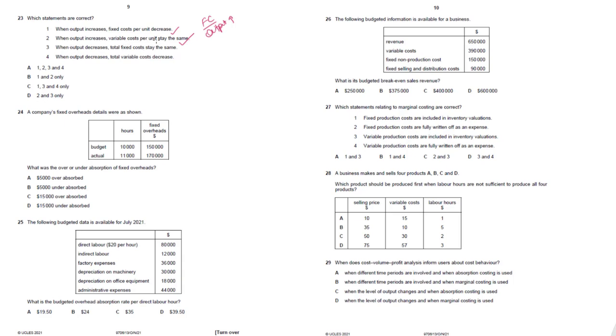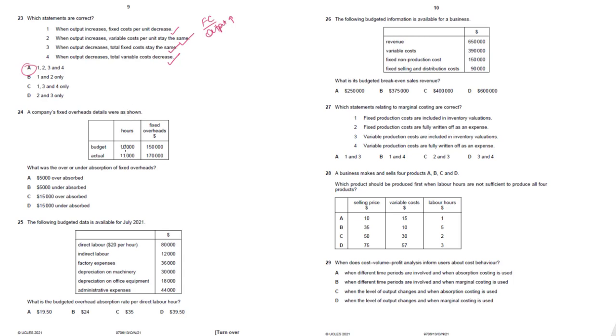When output decreases, total fixed cost stays the same. Yes, total fixed cost is supposed to remain the same at every level of output. When output decreases, total variable cost decreases. That's true, because variable cost is completely related to the output. Output decreases, variable cost decreases. So 23A, all four statements are correct.